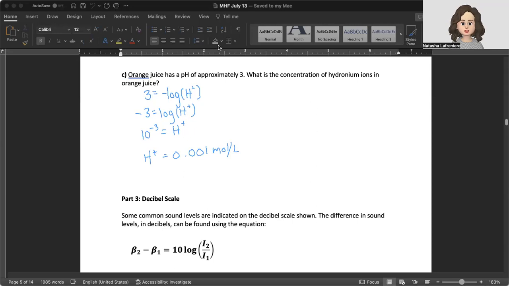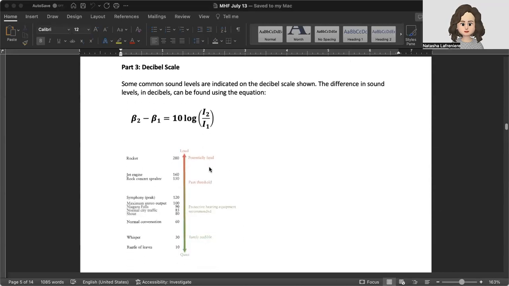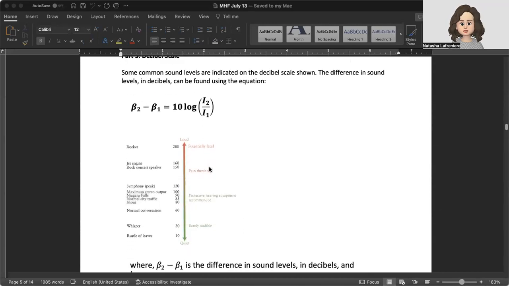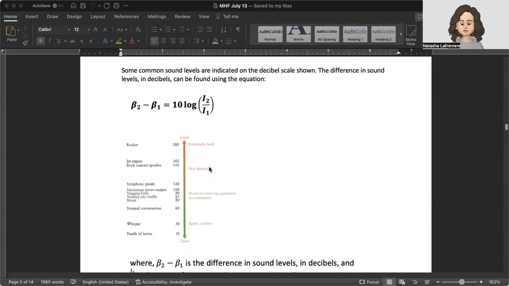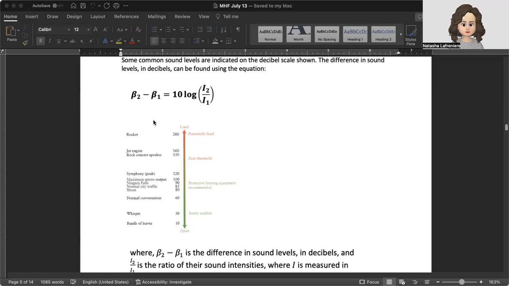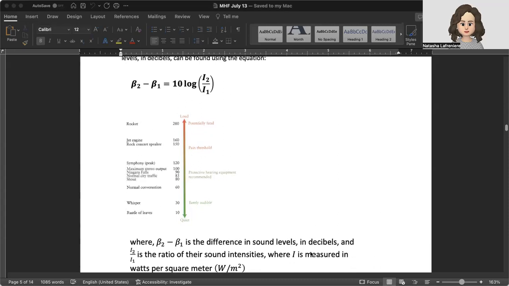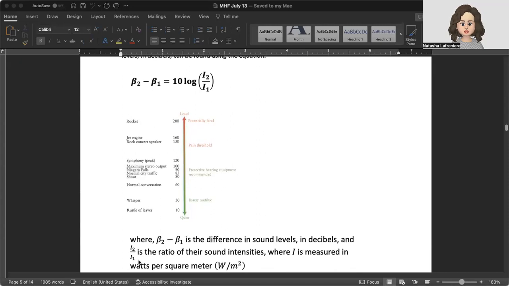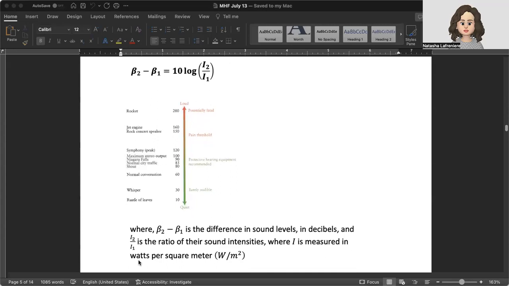And then we're going to look at the decibel scale. So I'm going to clear this. So some common sound levels are indicated on the decibel scale shown. The difference in sound levels in decibels can be found using this equation. Okay, so B2 minus B1 is the difference in sound levels, so in decibels, and your I2 over I1 is the ratio of their sound intensities, where I is measured in watts per square meter. Okay, so we're looking at how loud things are.